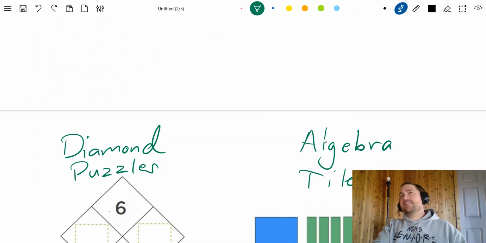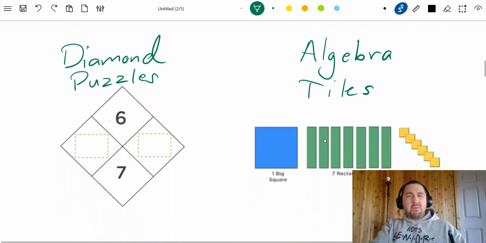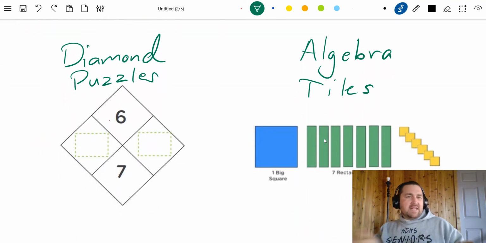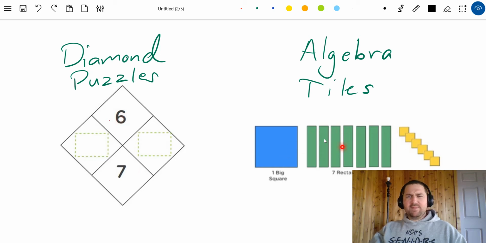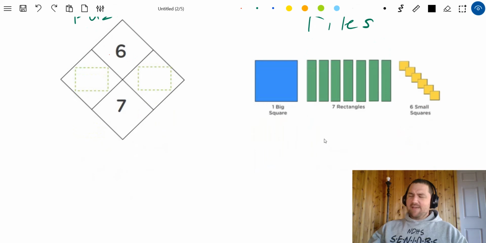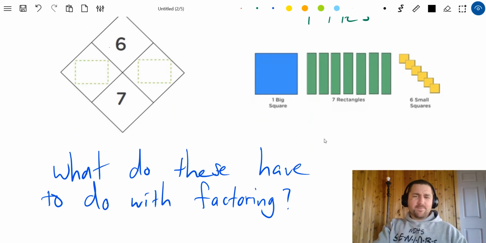So we've spent the last couple of weeks looking at these two, like, games almost, like activities: diamond puzzles and algebra tiles. And we've been finding numbers that add up to 7 and multiply to 6, and we've been taking these pieces and rearranging them into rectangles, and it's like, what does this have to do with factoring? What do these have to do with factoring?